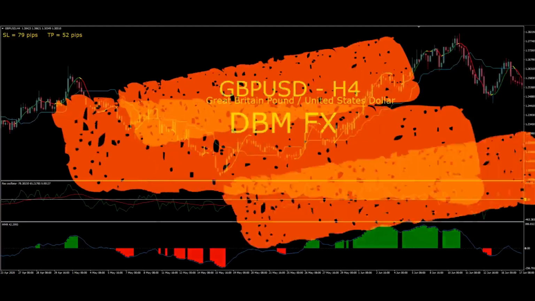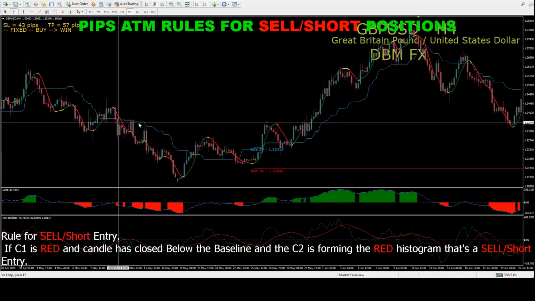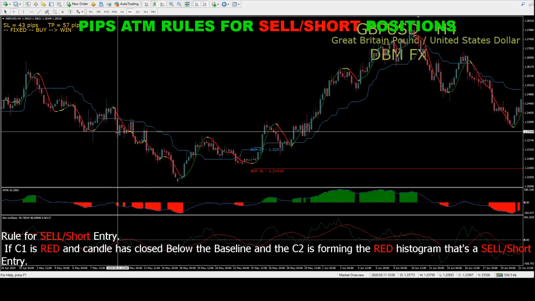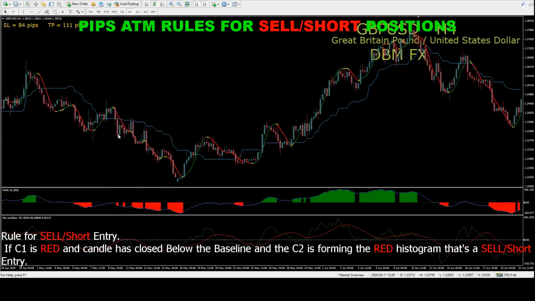Now let's have a look at what the rule is for the short position or sell. If the price has closed below the baseline and then the histogram has formed, there you have the short position.